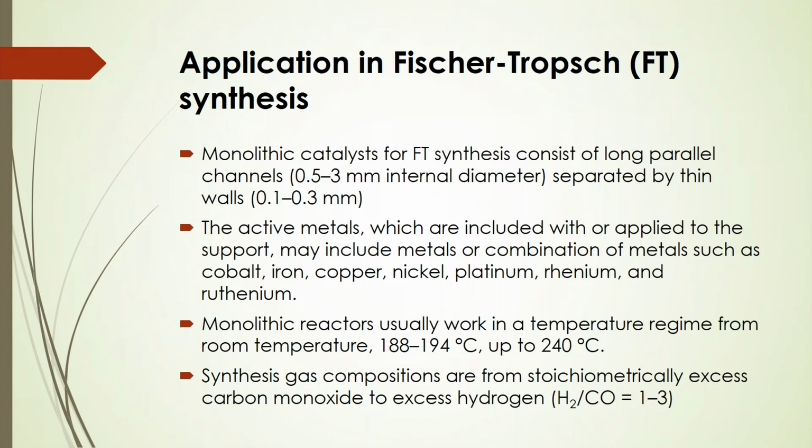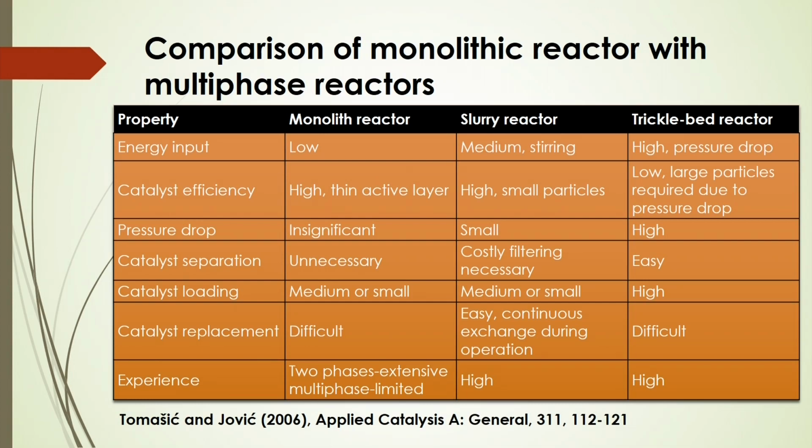And monolithic reactors usually work in a temperature range from 188 to 194 degrees centigrade up to 240 degrees centigrade. And in that case, the synthesis gas composition should be maintained from stoichiometrically excess carbon monoxide to excess hydrogen. Now, some comparison of the monolithic reactor with multiphase reactors, based on energy input, catalyst efficiency, pressure drop, catalyst separation, catalyst loading, catalyst replacement and also experience.